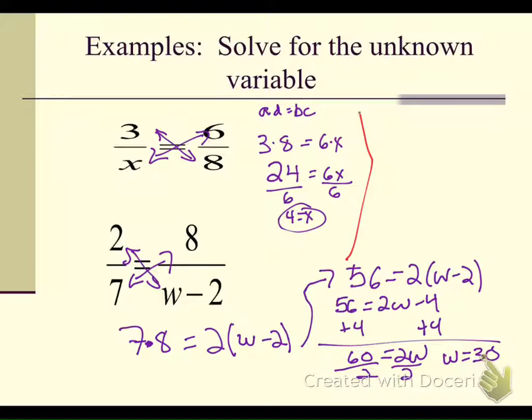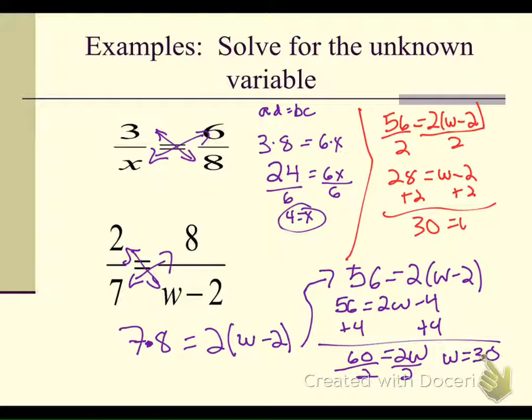There was another way of doing this. I'm going to do it in red right here. So if you did it another way, at this point, 56 equals 2 times W minus 2. I could have divided by 2, which would have been 28 equals W minus 2. Add 2, add 2. 30 equals W. So if that would have been the method you preferred, that was fine.